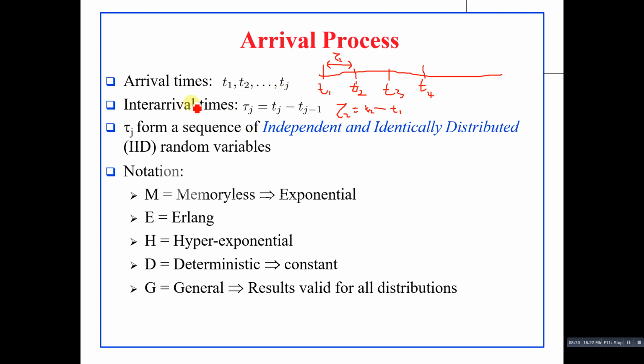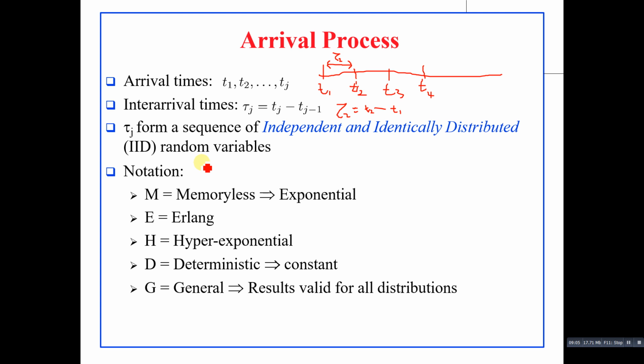So in our queuing system, we are more interested in inter-arrival times rather than arrival times. Arrival times can be deterministic or totally random. Again, we are more interested in the inter-arrival times. And tau j form a sequence of independent and identically distributed, or IID, random variables.